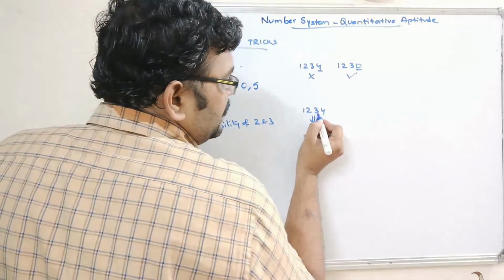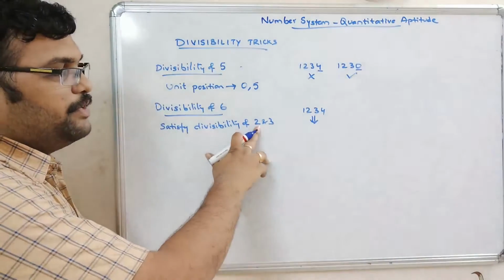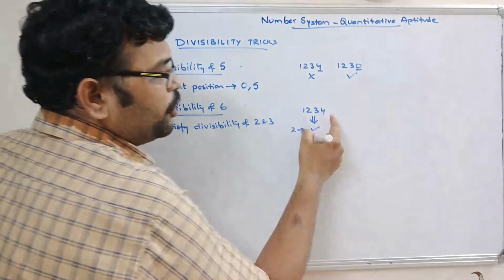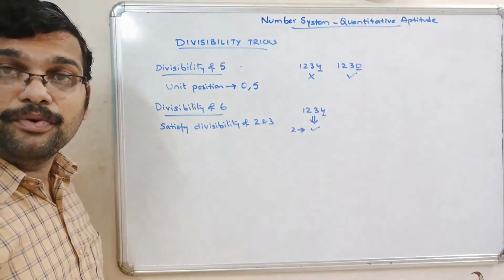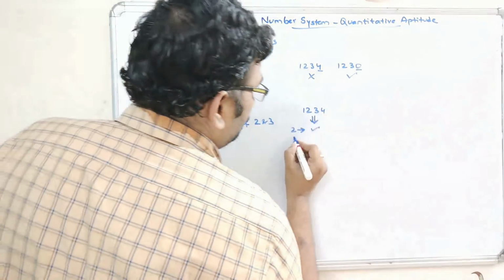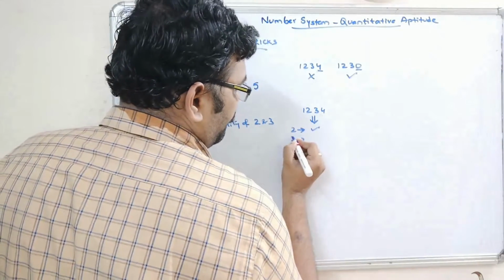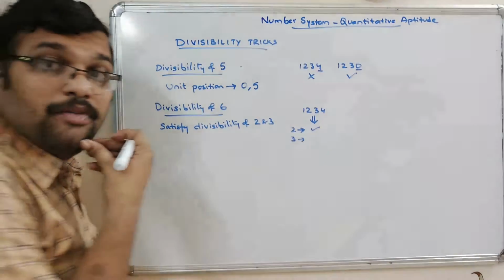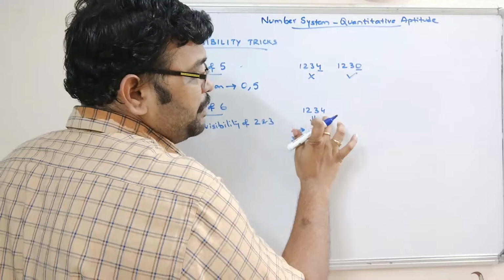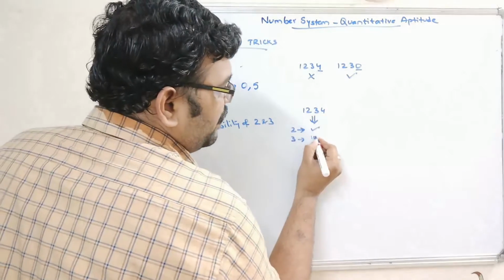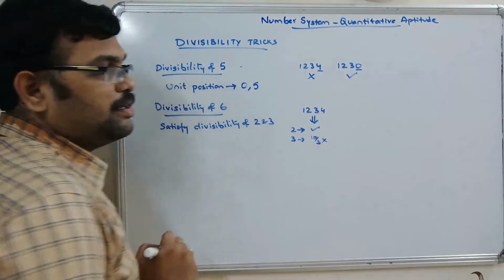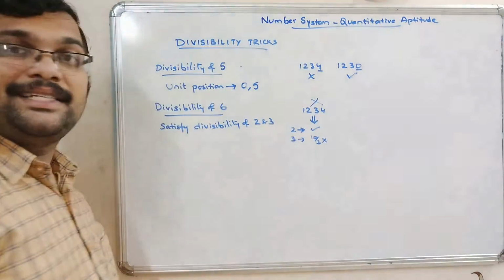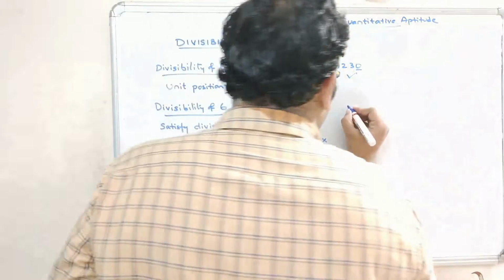So for having divisibility of 2, this is perfect because the unit's position is having 4. So it is correct. Coming to 3, the sum of digits, that means 1 plus 2 plus 3 plus 4, that means 10. So 10 divided by 3, no, it's not satisfied. So this number is not divisible by 6.